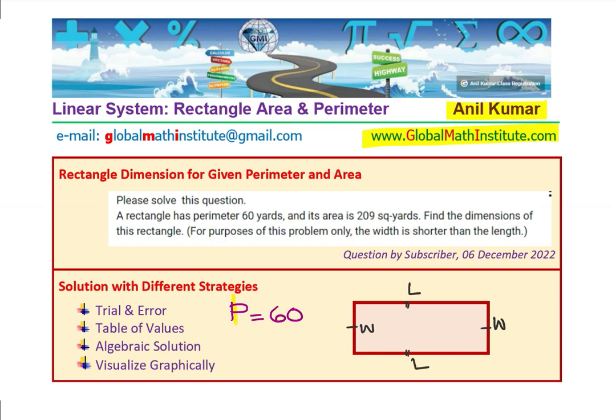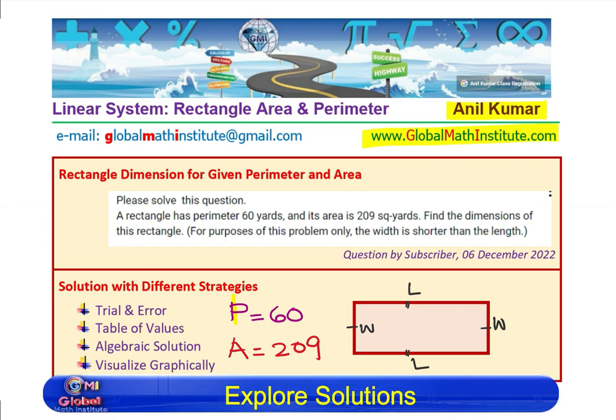So perimeter is 60. That is given to us, and another thing which is given to us is the area, and area is equal to 209. A difficult number to work with, which might make it difficult and at the same time make it simple. We will see how. Okay, so when we are given perimeter and area, can you form equations relating length and width? So you know what we are getting into, right?